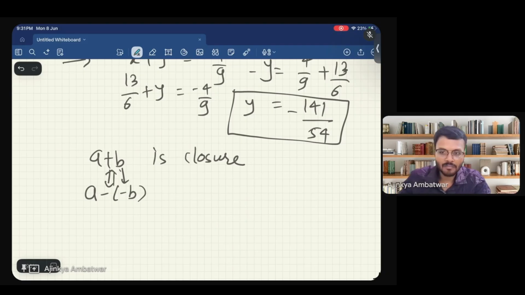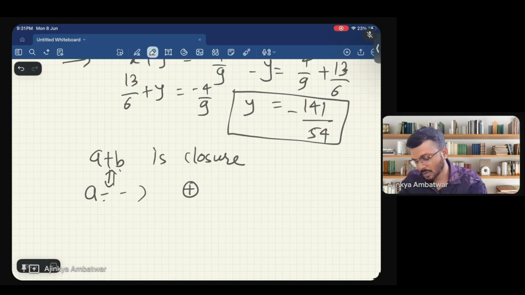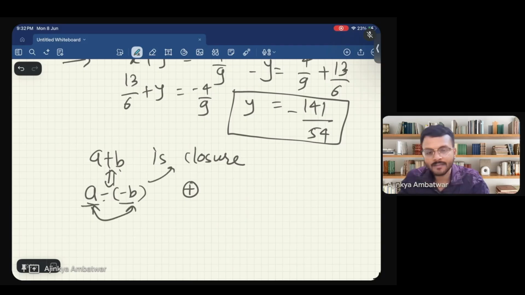Do you agree or not? A plus B is the same as A minus minus B, because minus minus becomes plus. Correct? Did you understand what I wrote? Yes. So essentially, when I say A plus B is closure, I am saying the difference of these two numbers, the subtraction between them, is also closure.